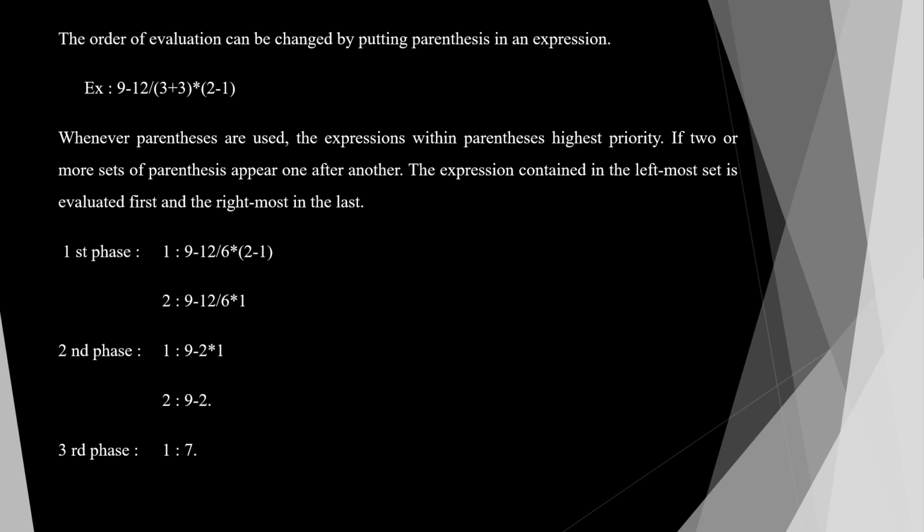After evaluating the first phase, the last expression is 9 - 12 slash 6 star 1. Here we have also solved 12 slash 6. In the second phase, the first expression is 9 - 2 star 1 after evaluating the first phase. Then go to the second expression in the second phase. So 9 minus, that is as it is, 2 star 1, we evaluate the value, we get the result 2, 9 minus 2. In the third phase, 9 minus 2 is 7. So after evaluating these expressions, we get the value 7.